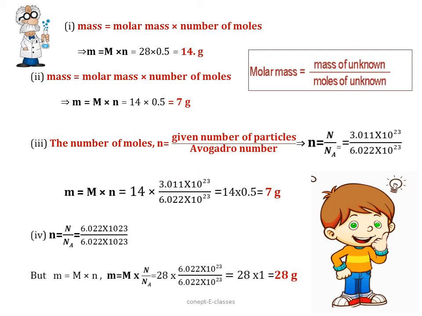Now in the last case, here we have to calculate the mass from 6.022 into 10 raised to 23 number of N2 molecules. So here also first we have to find the number of moles from the given number of molecules. Hence we have N by Na, which is equal to 6.022 into 10 raised to 23 divided by 6.022 into 10 raised to 23. But we have to find the mass. Therefore, we multiply it with the molar mass of N2 molecule. This is 28 into 6.022 into 10 raised to 23 divided by 6.022 into 10 raised to 23, which is equal to 28 grams.